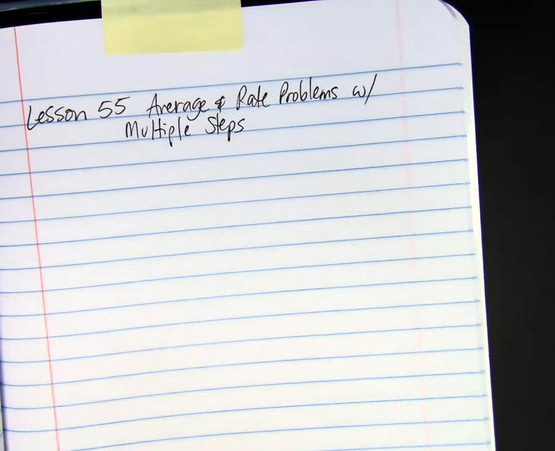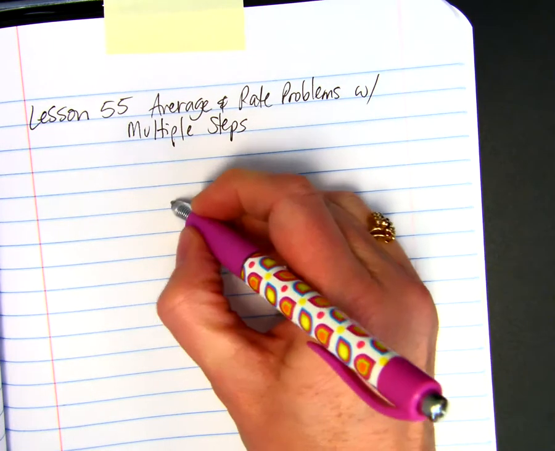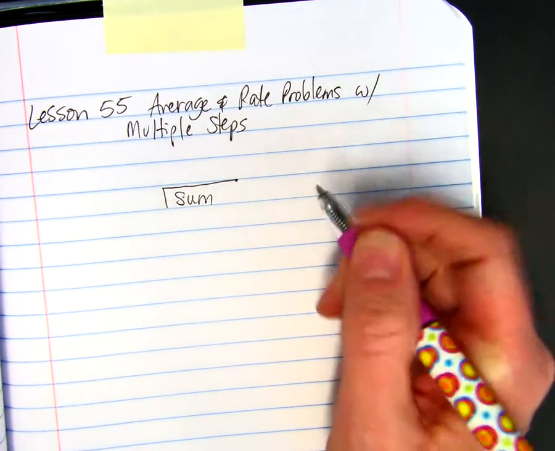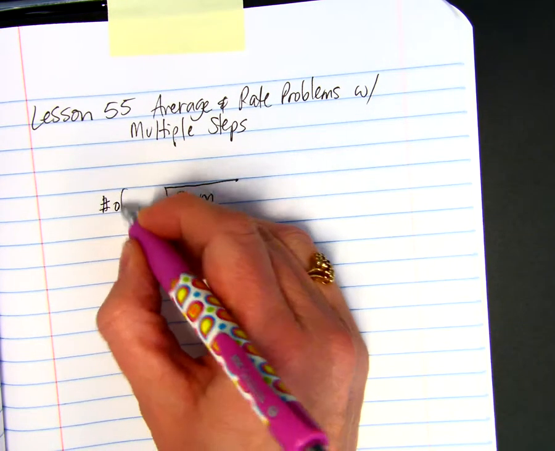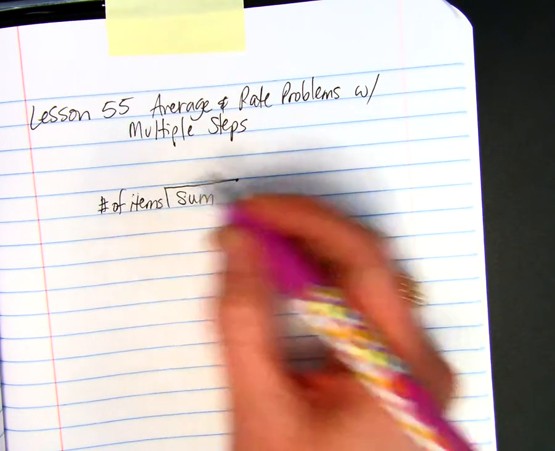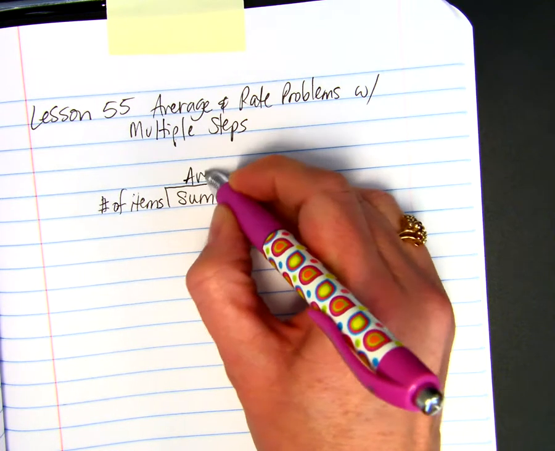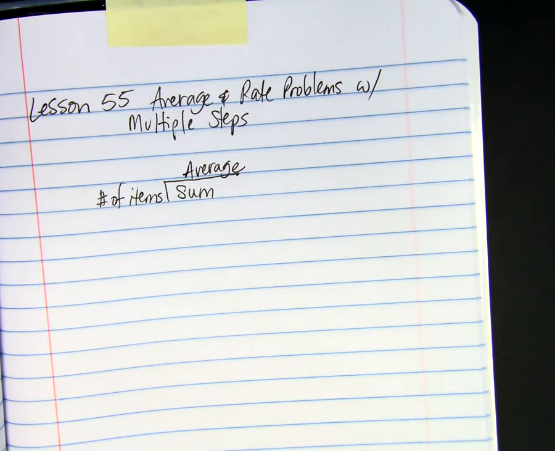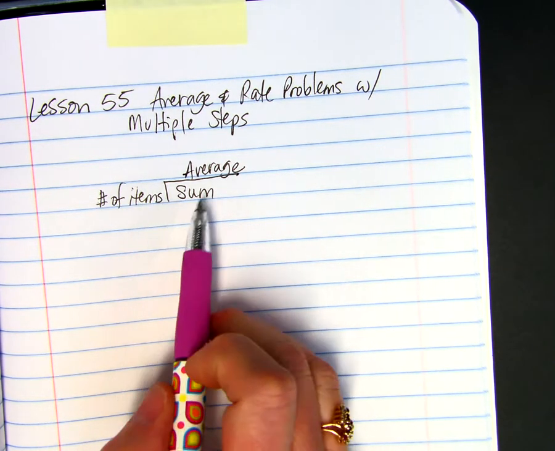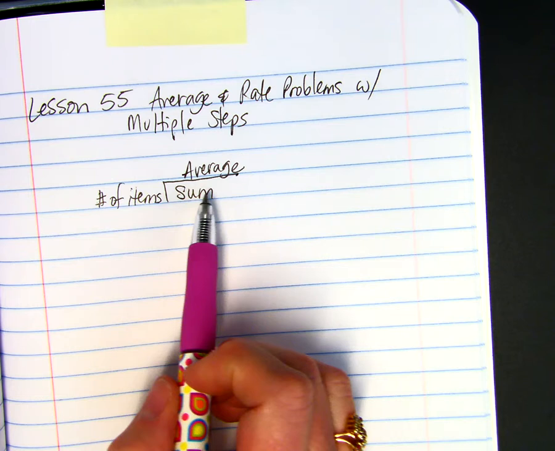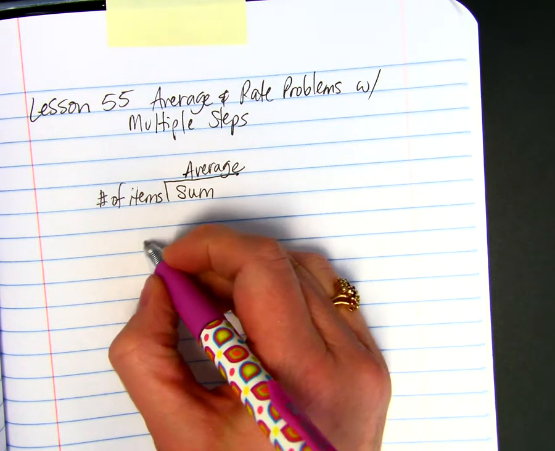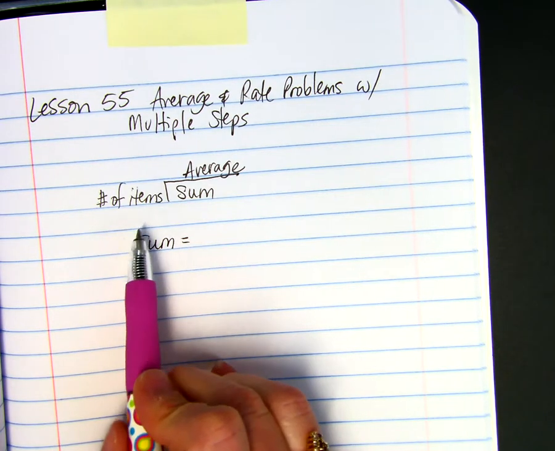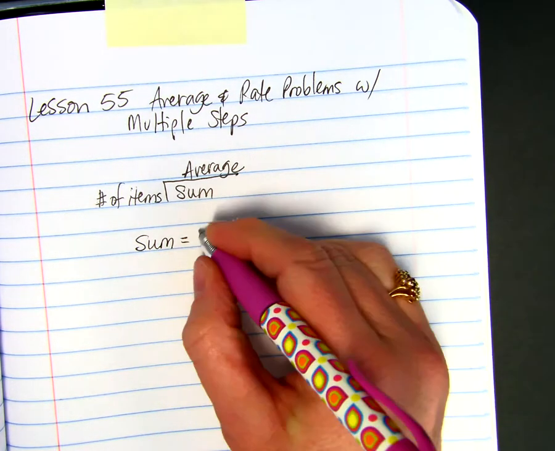So if you remember, when we find average, we take the total sum, we divide it by the number of items, and the quotient that we get is called the average. So if we wanted to find the sum, if we are missing this dividend, to find the sum, we take the number of items, the divisor, times the quotient, which is the average.